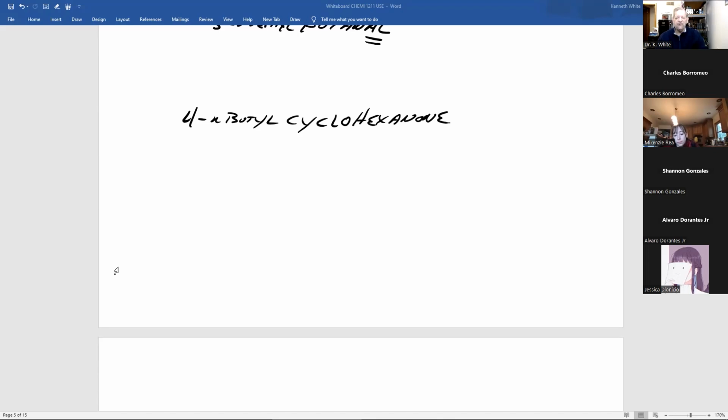All right, I think everybody's done. Let's take a look at this. How do you draw this? How do you decode it? Start from the right, move left. O-N-E ending, ketone. And if that were an E, cyclohexane.